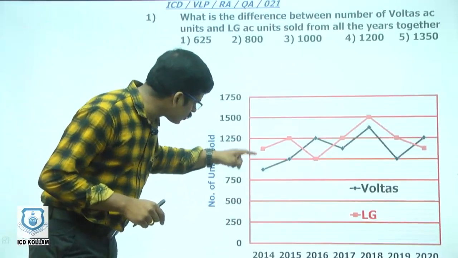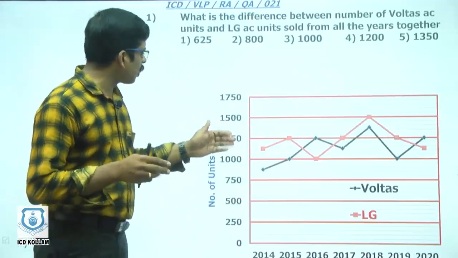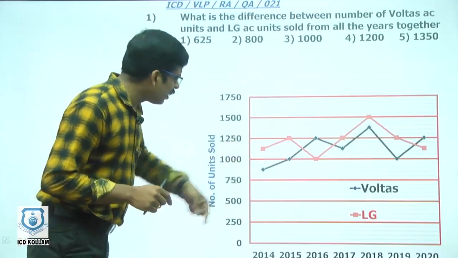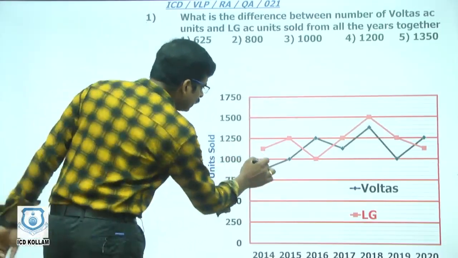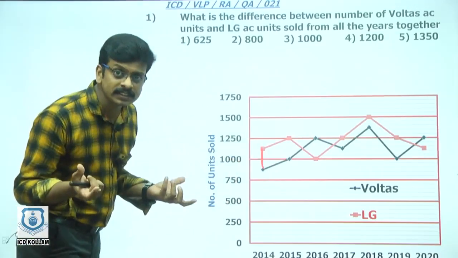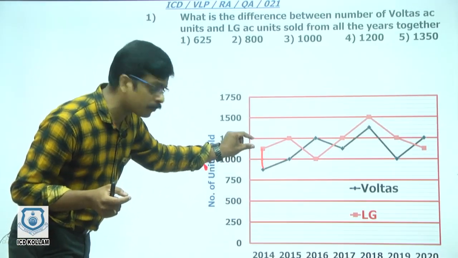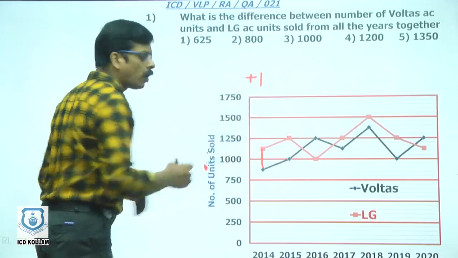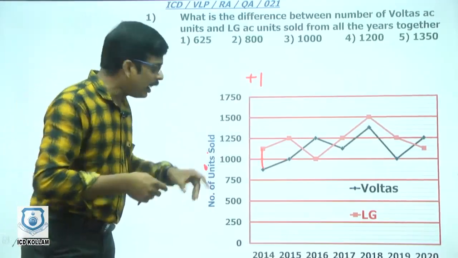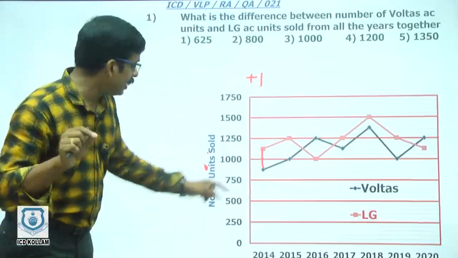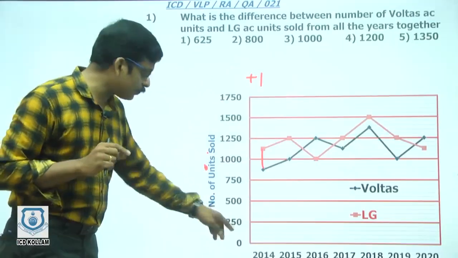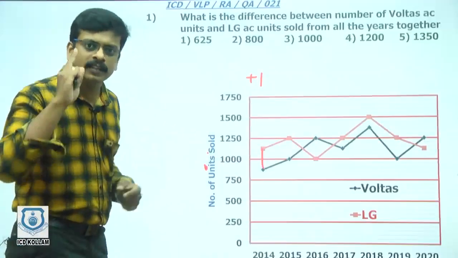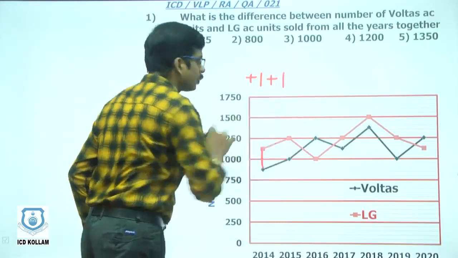Similarly, for the difference, I take LG as positive and the other one, Voltas, as negative, and here I can simply say LG is more by what? By half a block here, half a block there, total 1 block. So I can write it as plus 1 block. Instead of writing the value, I write 1 block more in the case of LG here in 2014. And what about 2015? Again LG is more by the same 1 unit, 1 block.